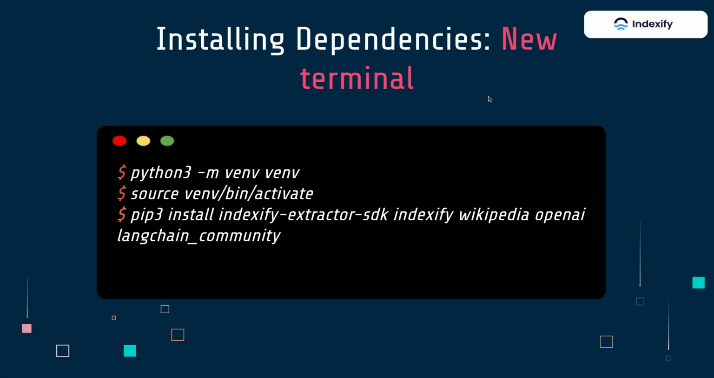Awesome. So once you have the environment activated, run this other command to install all these other dependencies. Just say pip3 install indexify-extractor-sdk, indexify, wikipedia, openai, langchain_community. Run this command to install all these dependencies. I've already done them because it can take a bit of time, so just to save on time, all of these are already installed.